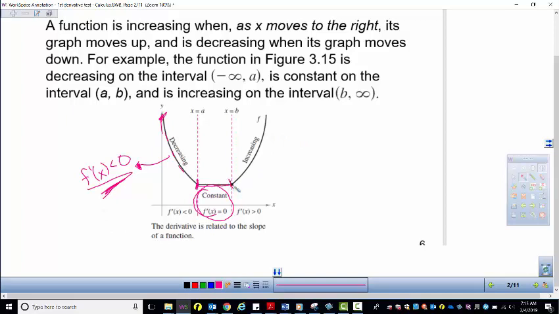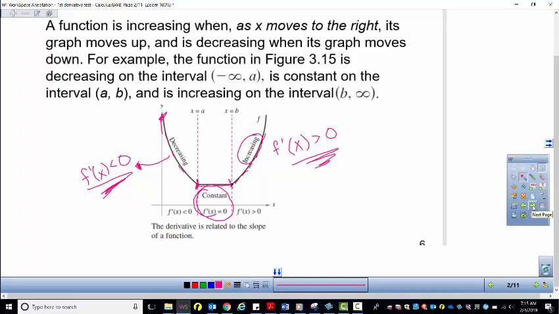And on this side, you see my function is increasing, so if I would draw in those tangent lines, they're positive slope, which means when your function is increasing, your derivative is greater than 0. So we're going to use the fact that our derivative tells us whether a function is increasing, decreasing, or constant today. And we're going to use calculus to do that.